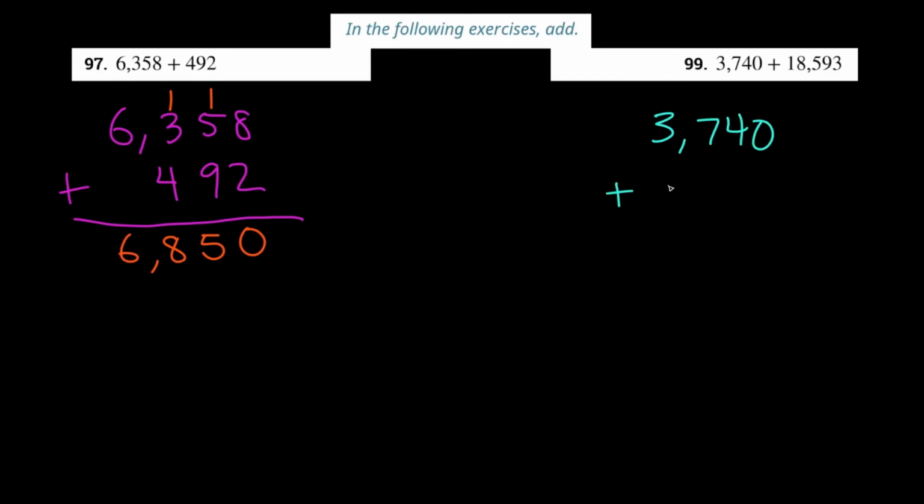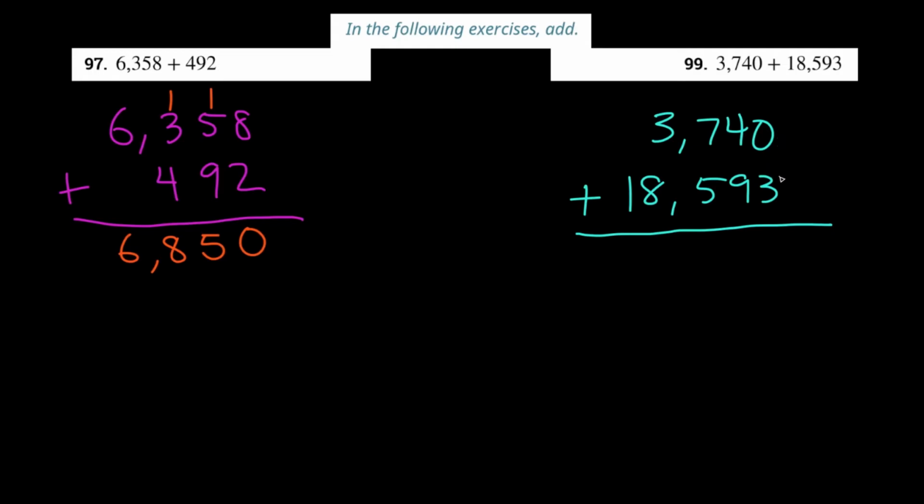For 99, if we add 3,740 plus 18, let's give ourselves more room, plus 18,593. So on this problem, we want to be careful to line up the thousands place, because it would be easy to misalign them and add the wrong digits together.